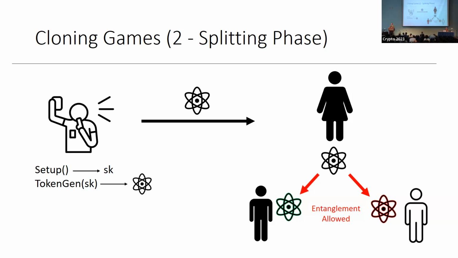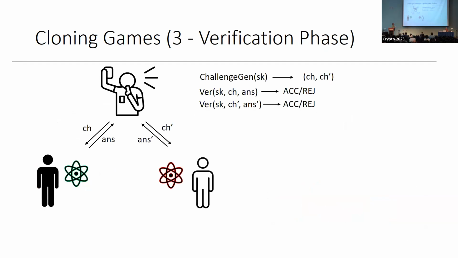However, the two parties are not allowed to communicate in the next phase, which is called the verification phase, in which the referee will interact with both Bob and Charlie by sending them each a challenge and receiving an answer. After that, the referee will verify each of their answers and accept or reject. Now, we require two properties from a cloning game: correctness and security.